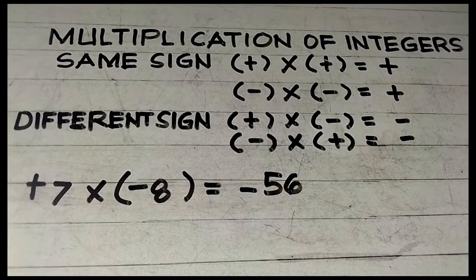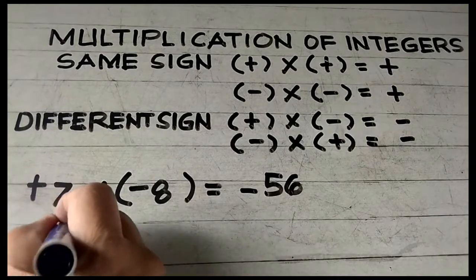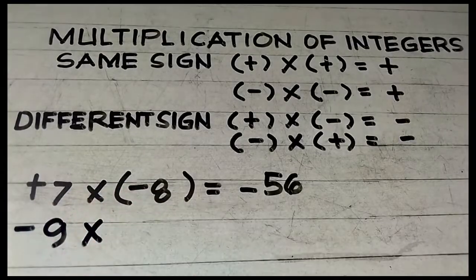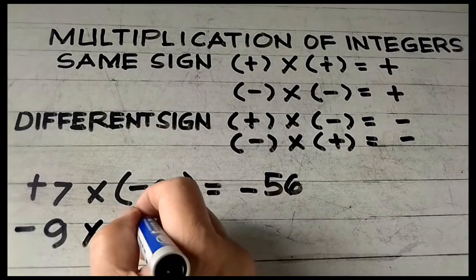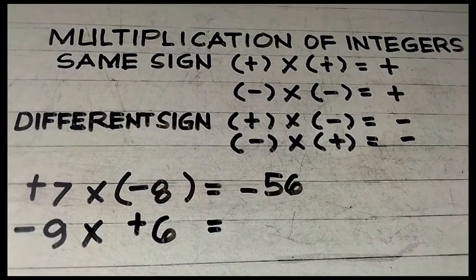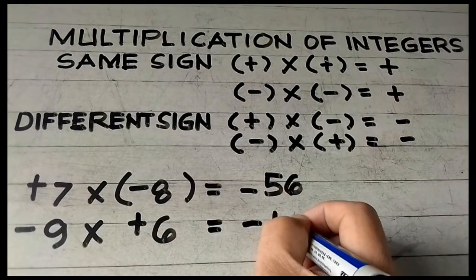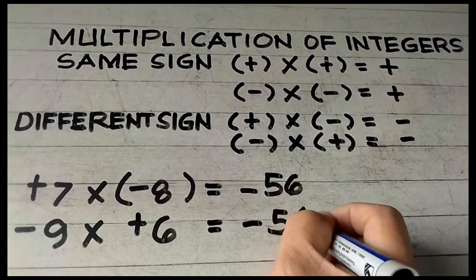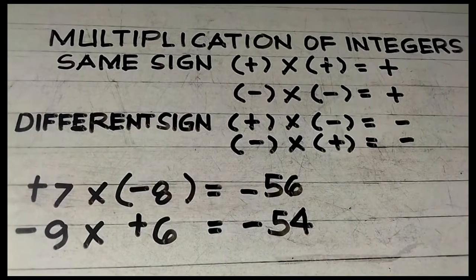Another example, negative 9 multiply by positive 6. And that would be negative 54. Okay, clear?